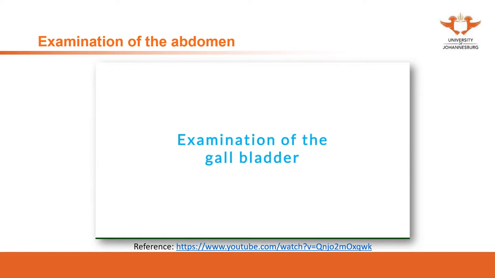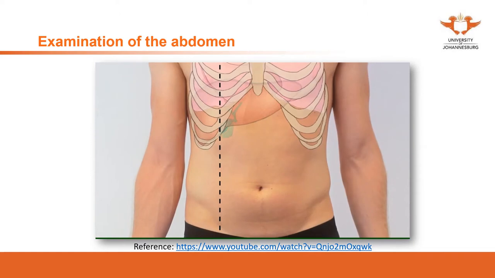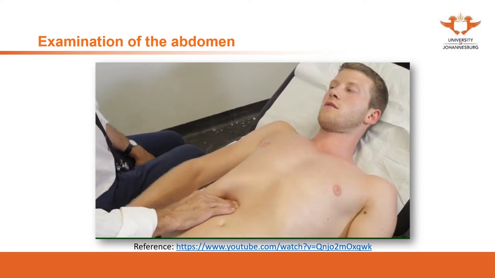Assess the gallbladder next, which should only be palpable in a pathological state, for example, if hydrops is present. Palpation takes place somewhat medial to the midclavicular line below the right rib cage. Evaluating for tenderness on palpation is important since it may indicate cholecystitis.